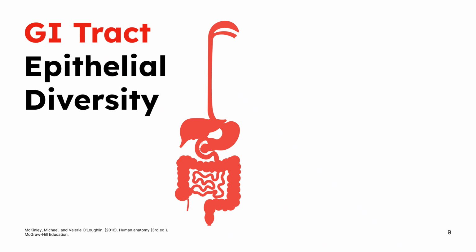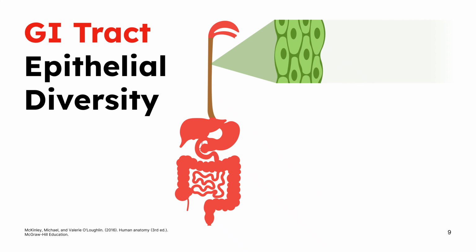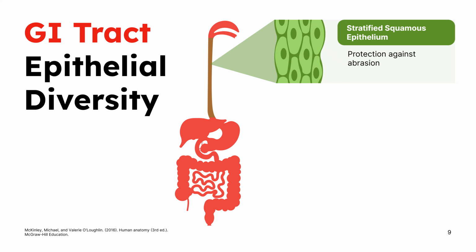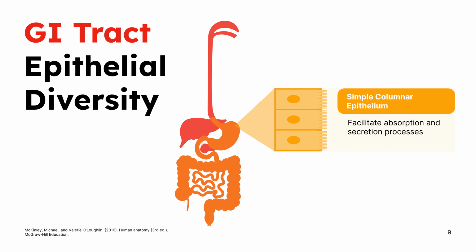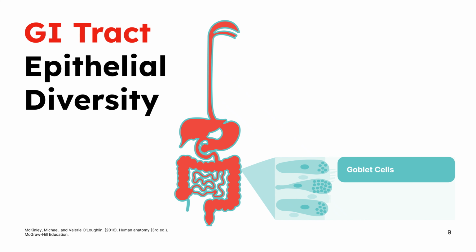The gastrointestinal tract exhibits notable epithelial diversity, reflecting its specialized functions across different regions. In the esophagus, stratified squamous epithelium provides a protective layer against abrasion during the passage of food. Moving into the stomach and small intestine, the simple columnar epithelium facilitates absorption and secretion processes essential for digestion. Additionally, goblet cells, which are dispersed throughout various sections of the GI tract, play a crucial role in mucus secretion, protecting the mucosal lining and aiding in smooth content passage.